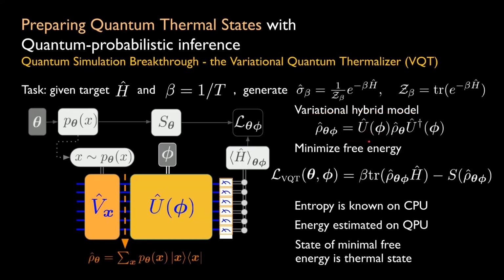In any case, we have our variational hybrid model for this thermal state. The loss function that we're going to minimize, and you could derive why this is the best loss function from the quantum relative entropy between your model and the targeted thermal state. The terms that depend on your parameters are proportional to something called the free energy of your model. It's the expectation of energy minus entropy, and there are factors of beta in there.